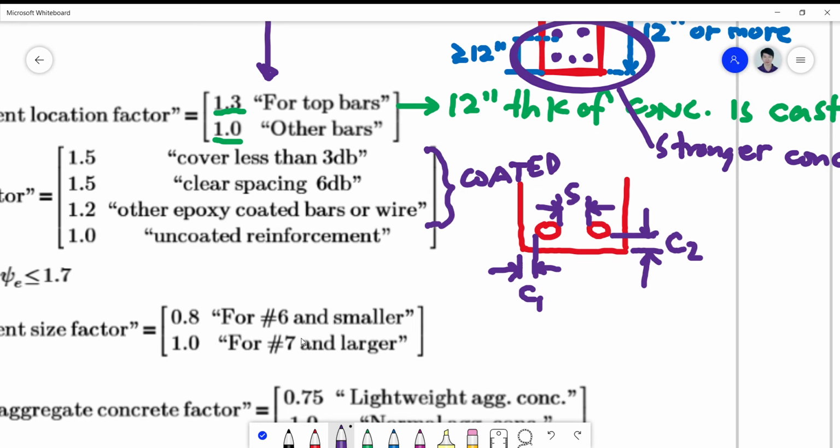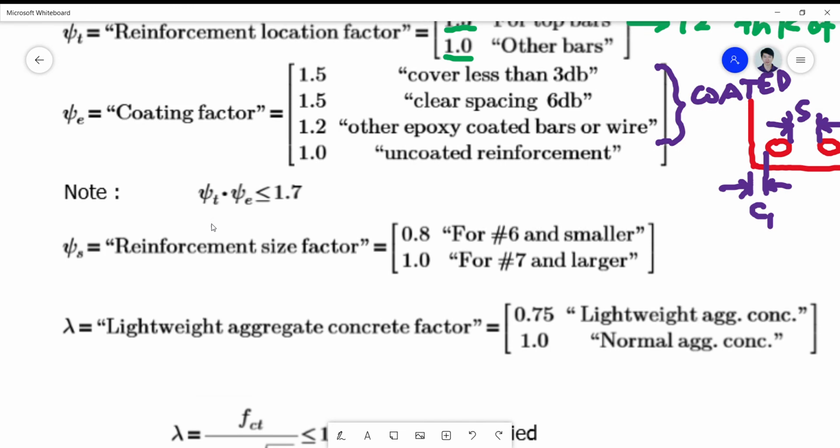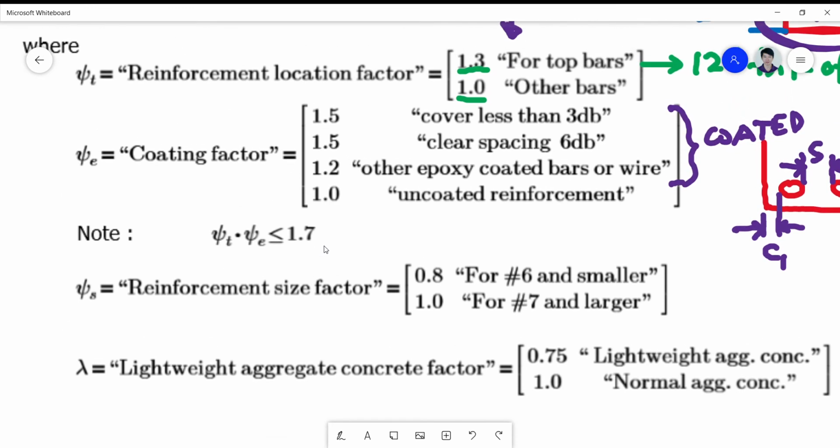Okay. For your psi t factor, by the way, take note that psi t times psi e must not exceed 1.7. In case psi t multiplied by psi e exceeds 1.7, then you use 1.7. If the product of these values, let's say 1.3 times 1.5, is greater than 1.7, then you use 1.7.